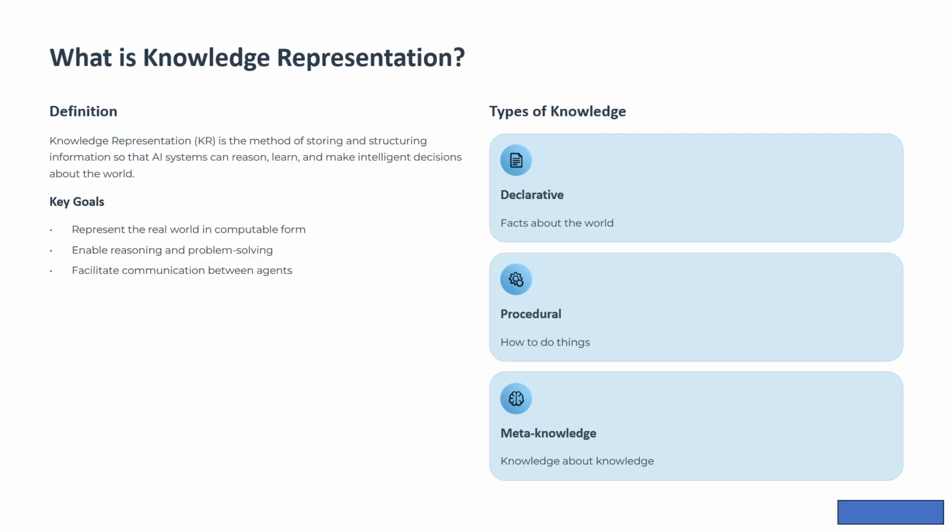Second, procedural knowledge is how to do things, like following an algorithm for solving a Rubik's cube or cooking a recipe. Third, meta knowledge is knowledge about knowledge, rules for how to use or update other knowledge. In artificial intelligence, KR helps us represent real world information in a form computers can use to answer questions, solve problems, and communicate with people or other systems.